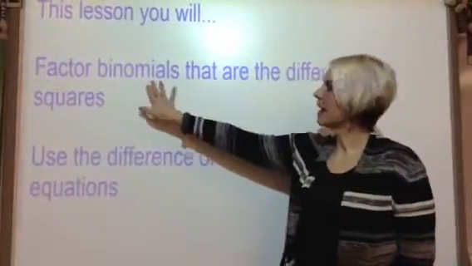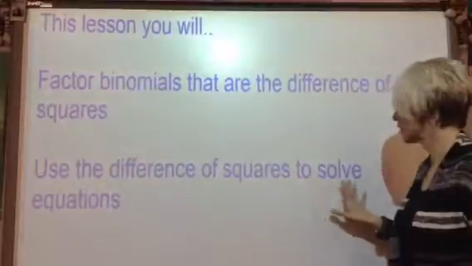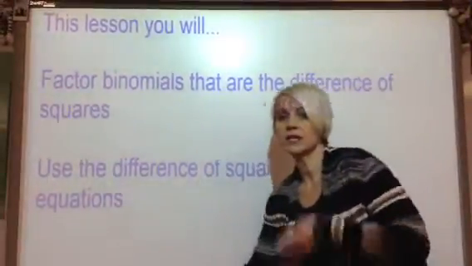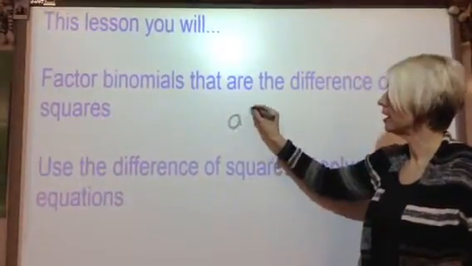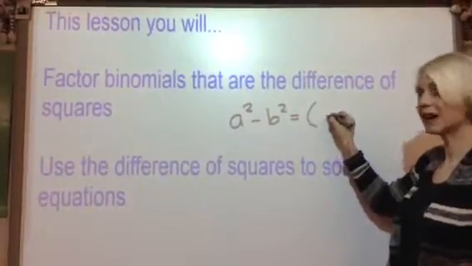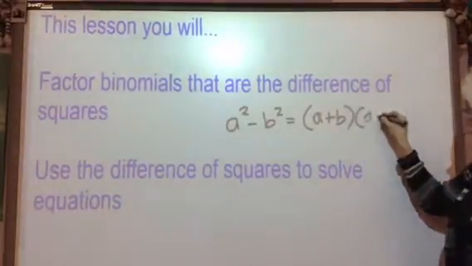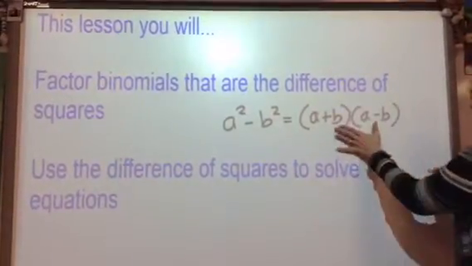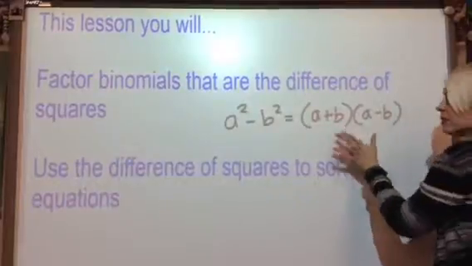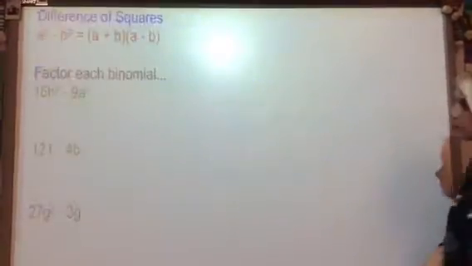In this lesson, you will factor binomials that are difference of squares and use the difference of squares to solve equations. Now, we did this earlier in the chapter. Remember that if I have a squared minus b squared, that's always going to be factored as the square root plus the square root, and then the square root minus the square root. This is what we call difference of squares, remember, early in the chapter? So anything that is in this form can be factored this way.